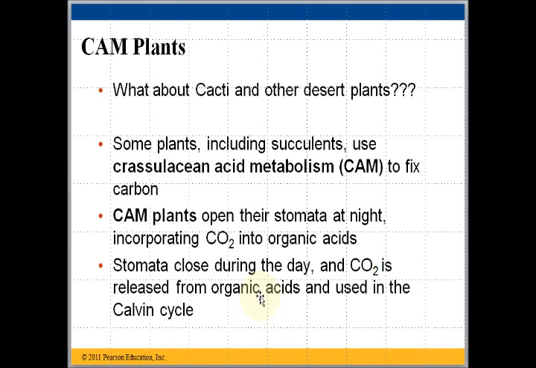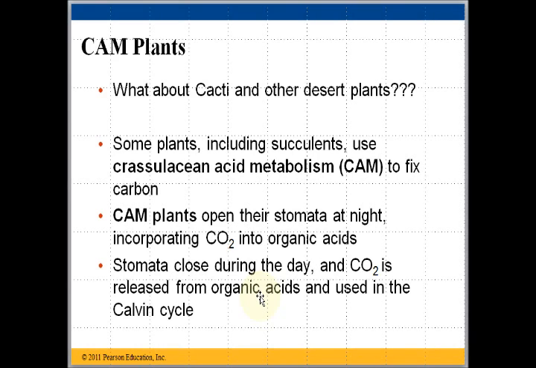And what they do is, instead of doing like the C4 plants, where the C4 plants separate the process into two physically separate areas, the CAM plants do the photosynthesis process in the same area, but they separate it by time. CAM plants actually open their stomata at night, which is kind of odd because you would think the Calvin cycle has to occur with the light reactions during the day. But CAM plants open their stomata at night.